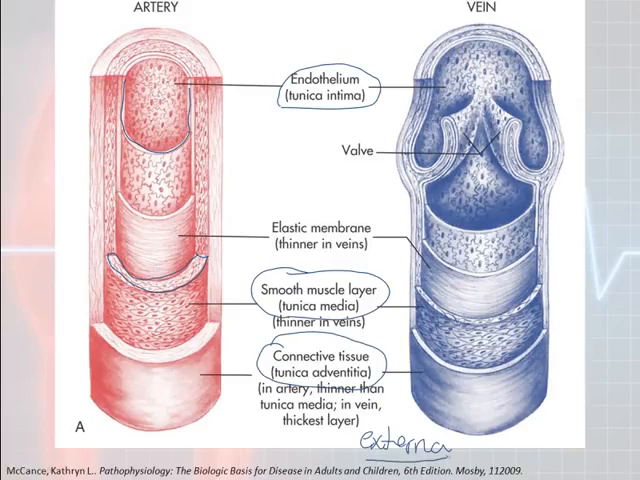This is how I learned it because it's the external and it was easier for me to learn. But the tunica adventitia, or the tunica externa, is this outer layer all the way out here. This is the outer protective layer.